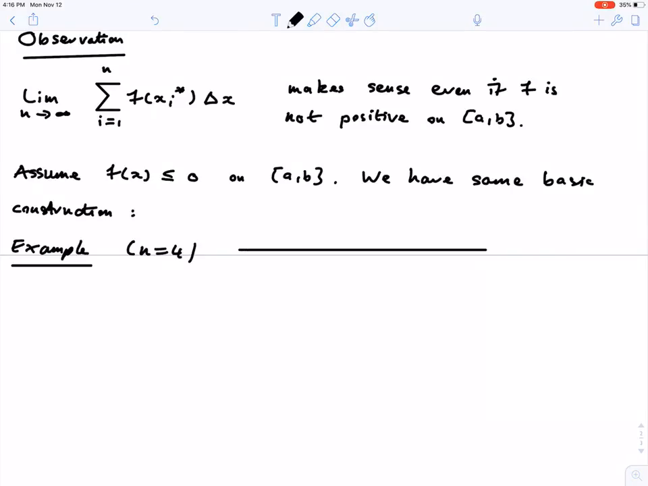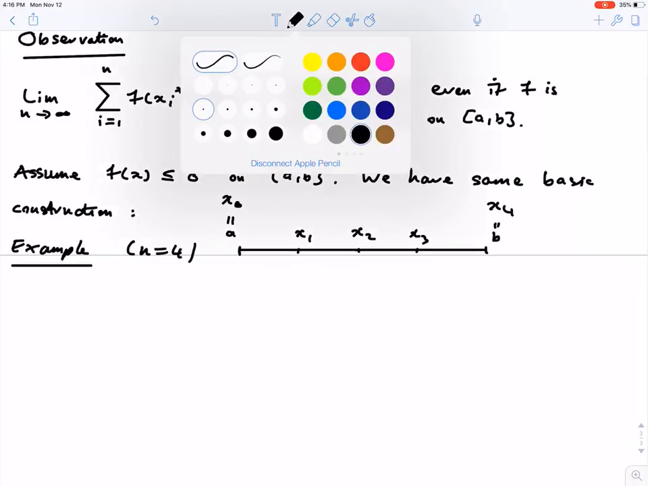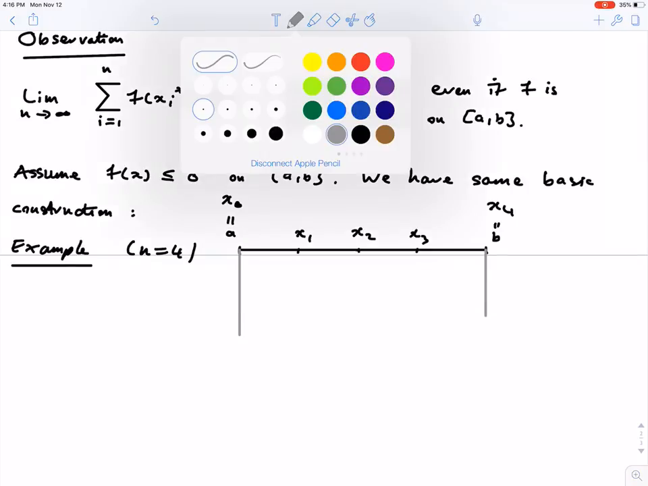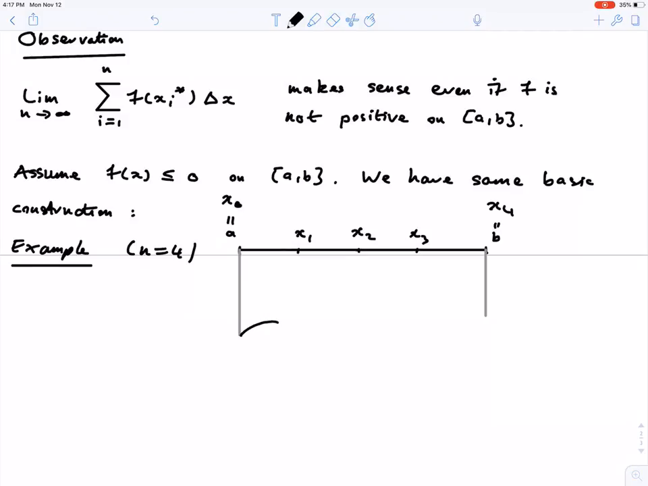So I have my interval between a and b. I divide it into 4 pieces, all of the same length. So this is equal to x0, this is x1, this is x2, this is x3, this is x4. What else do I have? Well, I have a curve of some description. So let's just draw it like this. Now it's underneath the axis. I should do it in the same color as before. So it's going to look something like this.